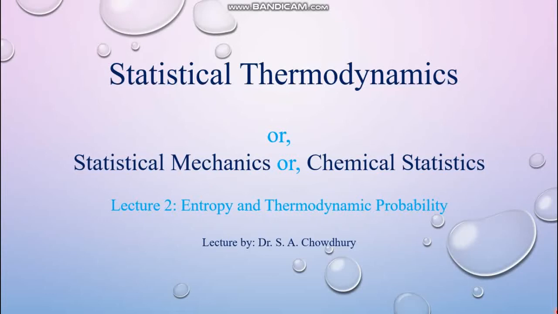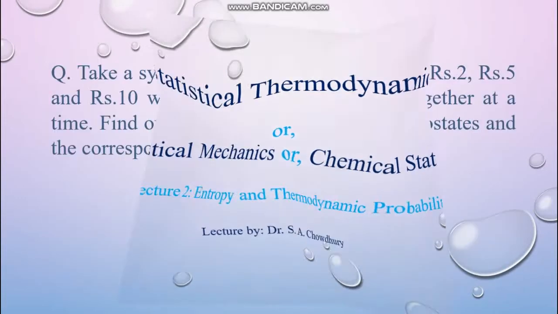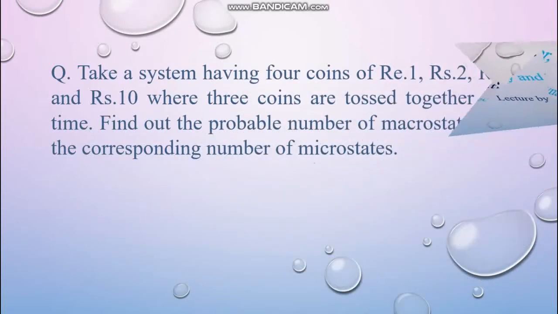Now time for lecture number 2 where we're going to discuss entropy and thermodynamic probability. But before that, I would like to start from the last slide of the first lecture where a problem was given. The problem was: take a system having 4 coins, rupee 1, rupees 2, rupees 5 and rupees 10, where 3 coins are tossed together at a time. So we have to find out the probabilities, such as the number of macrostates and microstates.